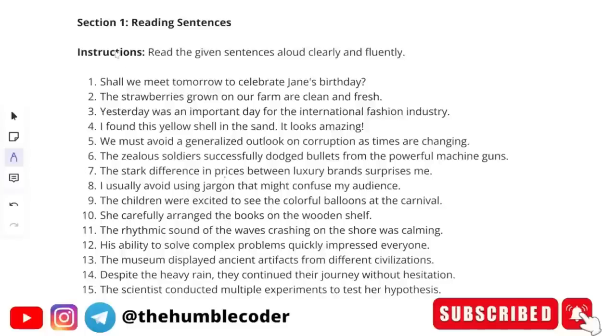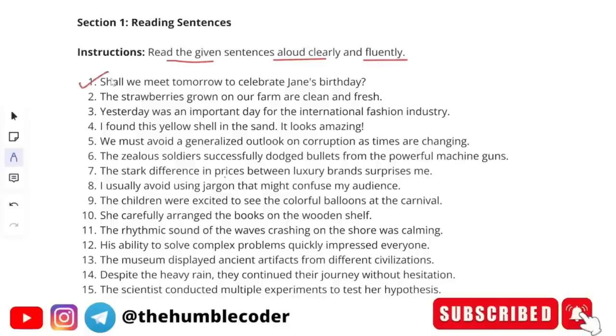In these questions, the instruction that is given to us is: read the given sentences aloud clearly and fluently. Basically, we will be having sentences one by one on our screen. We need to read them aloud. I would highly suggest that before watching how I am pronouncing these sentences, you also try to read them aloud so that you get actual practice of how you will appear in your examination. So let's start with the first sentence.